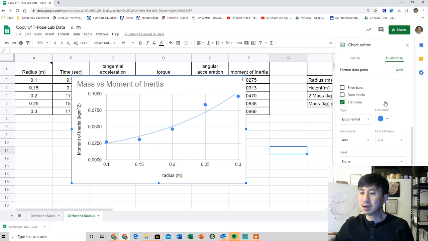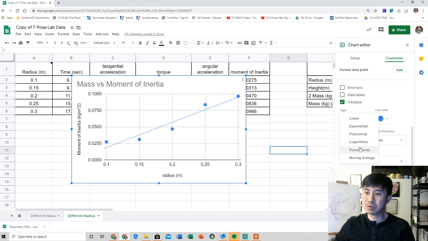Okay, great. So once you have this chart, put both charts into your lab write-up.